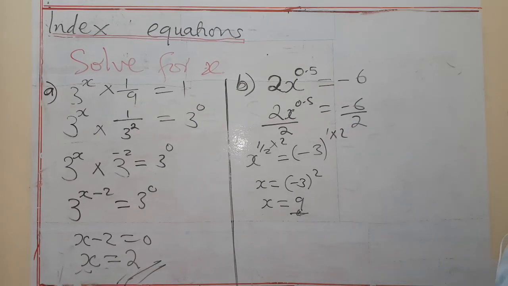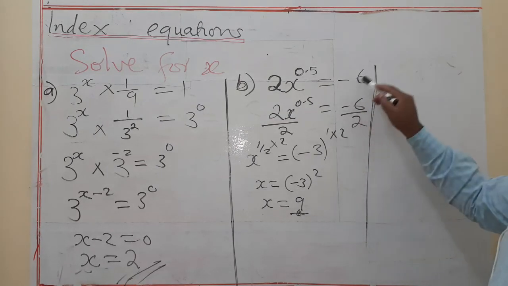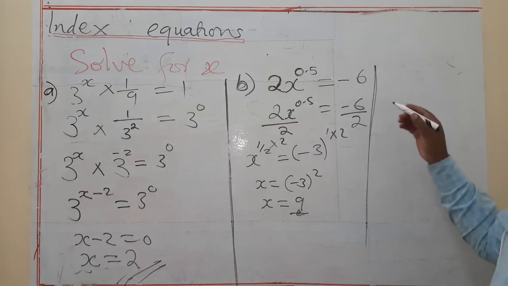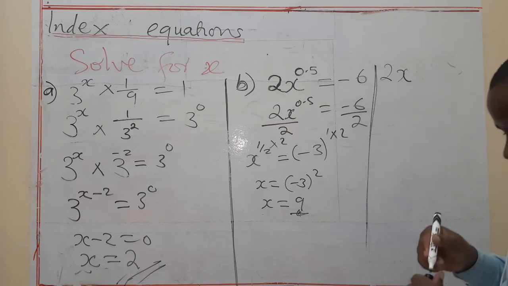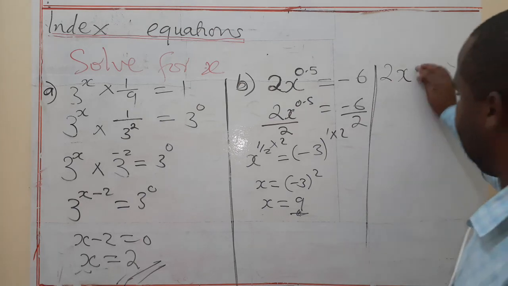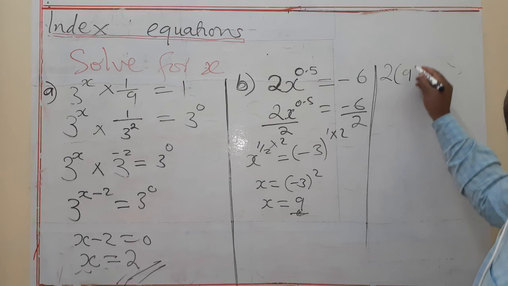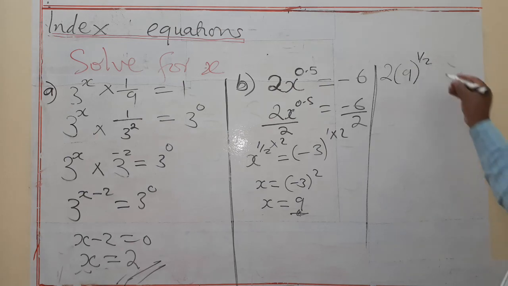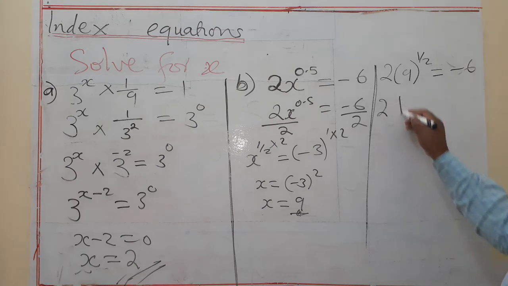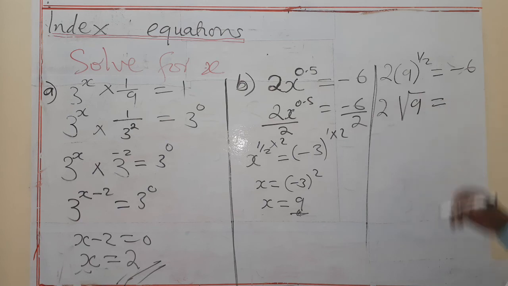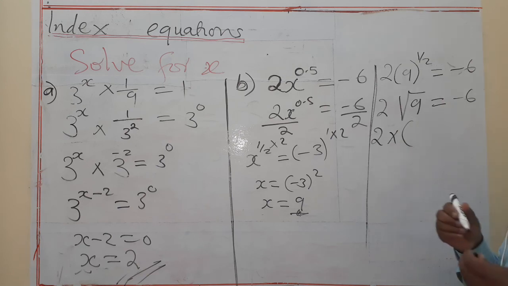If you want, you can check. Take note the answer is negative 6. So we can take x to be 9. We have 2 times, where x is we put 9. So 2 times 9 to the power half is equal to negative 6. This means 2 times the square root of 9 equals negative 6. What is the square root of 9?